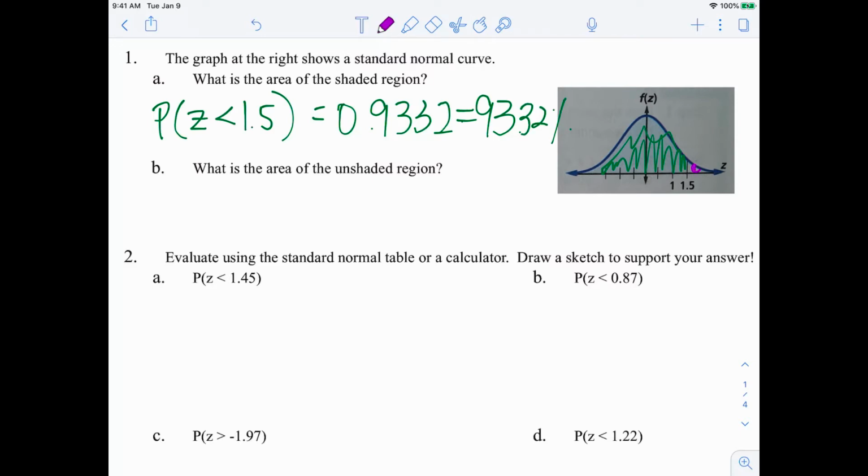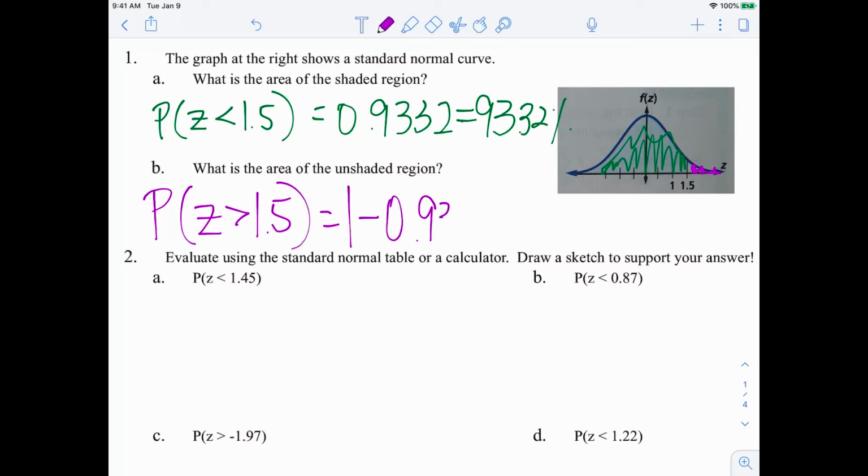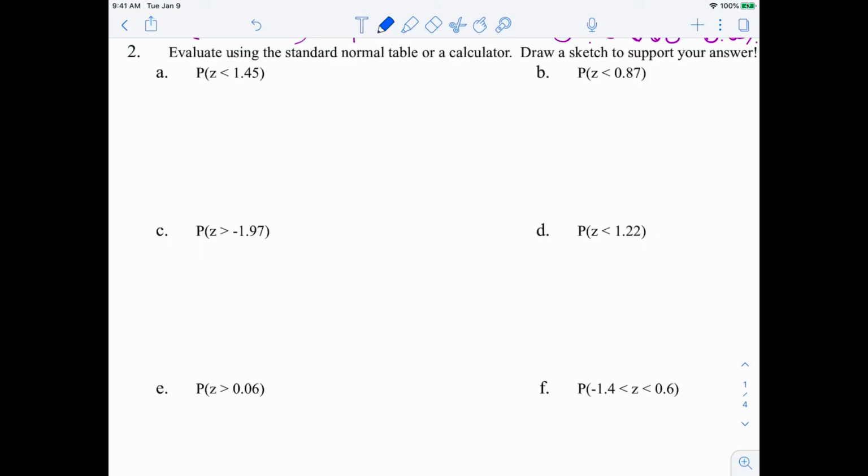For part B, it says what is the area of the unshaded region? The unshaded region is the upper part right there. To find the unshaded region, the entire area under the curve is 100%. So the area that's not shaded would be the probability of z being greater than 1.5, which would be 1 minus 0.9332, which ends up equaling 0.0668 or 6.68%.